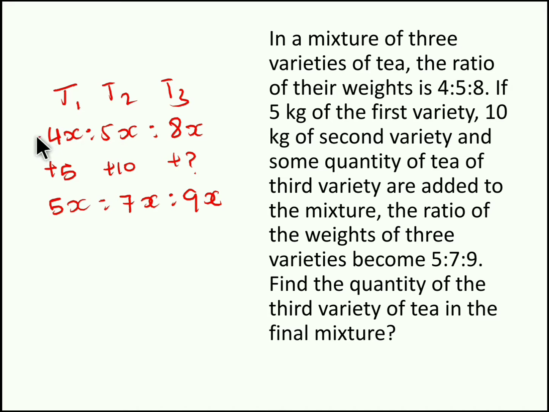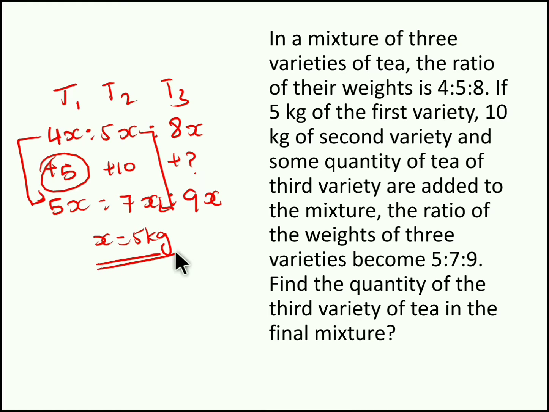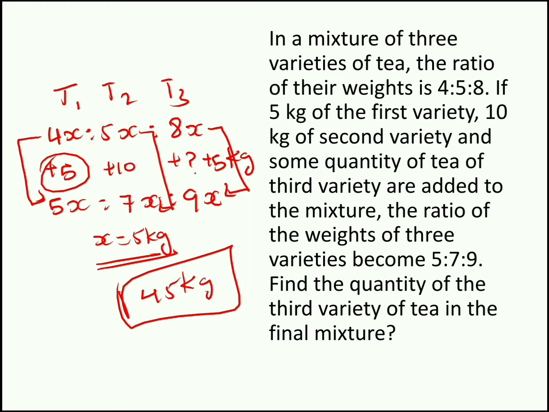Now after mixing 5 kg, this 4 parts becomes 5 parts. So 1 part increased because of this 5 kg. Again, if you mix 10 kg in the second variety, these 5 parts become 7 parts. So 2 parts increased. So 1 part is nothing but 5 kg. Right? So from 8 parts it becomes 9 parts. So if 1 part is 5 kg, 9 parts will be 9 into 5, 45 kg. So this becomes your answer. Hope you understood the concept, right? So this is an actual increment or decrement based problem on ratios and proportion. You can come up with the answer in less than 30 seconds.